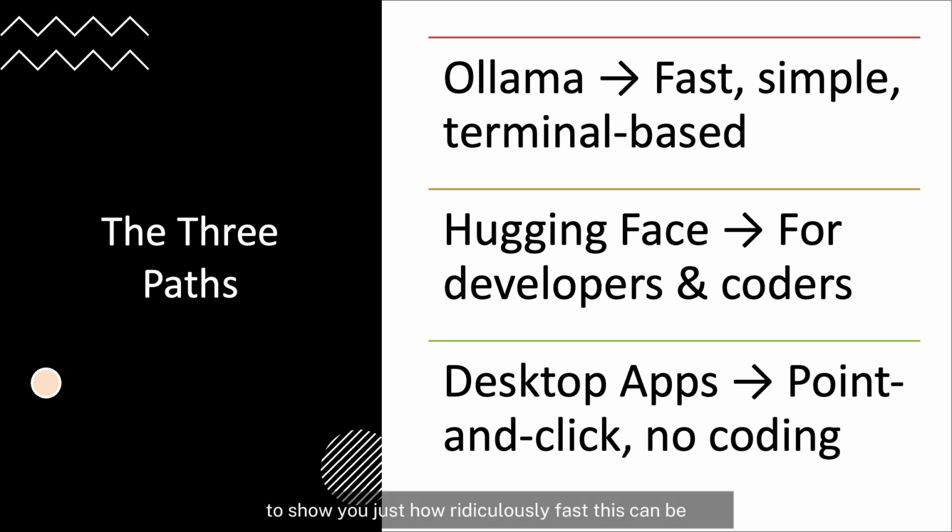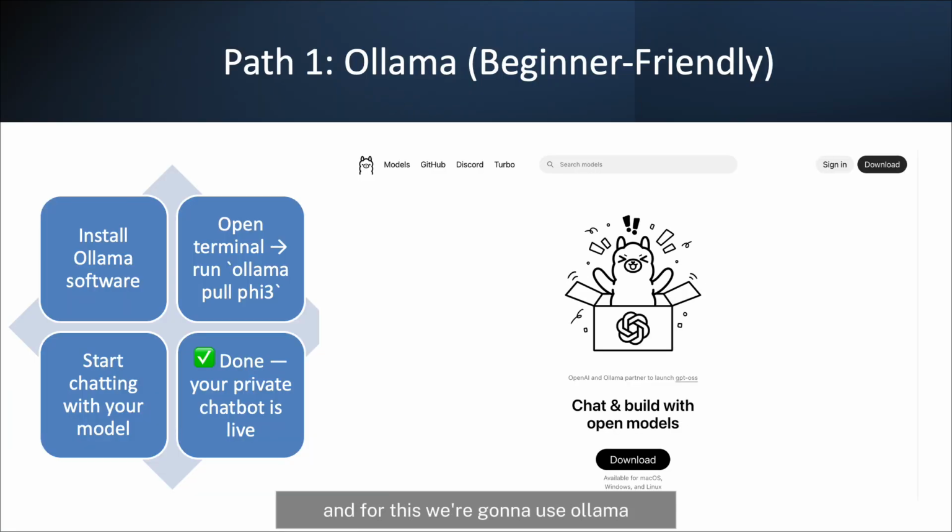To show you just how ridiculously fast this can be, we're going to walk through one of these paths right now. The goal here is simple. Get you from zero to chatting with your own AI in literally less than 5 minutes. And for this, we're going to use Ollama. You're not going to believe how simple this is.